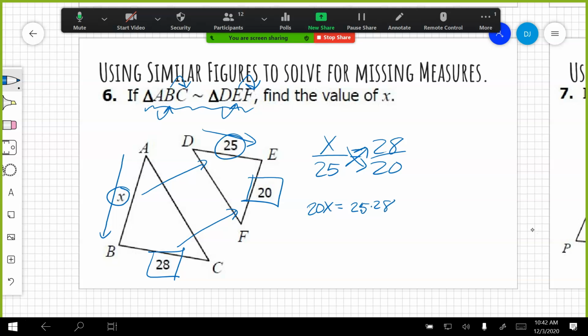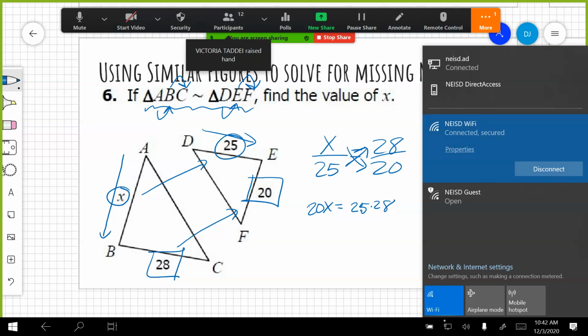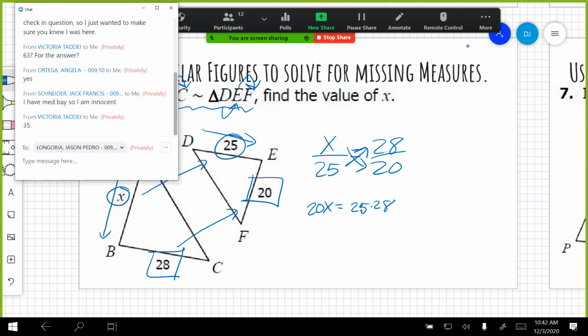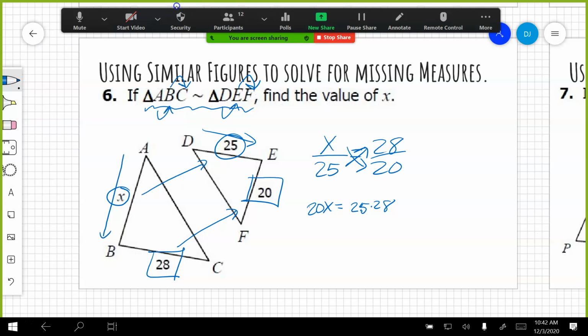Okay, do you have a calculator handy? You should. I have the app open. Cool. Hey, Victoria, do you have something to add? 35. Oh, you're answering the question. Okay, 25 times 28 is going to give us 700. And then go ahead and take 700 and divide by 20. 35. Perfect, and Victoria called it. So it is going to be x equals 35.